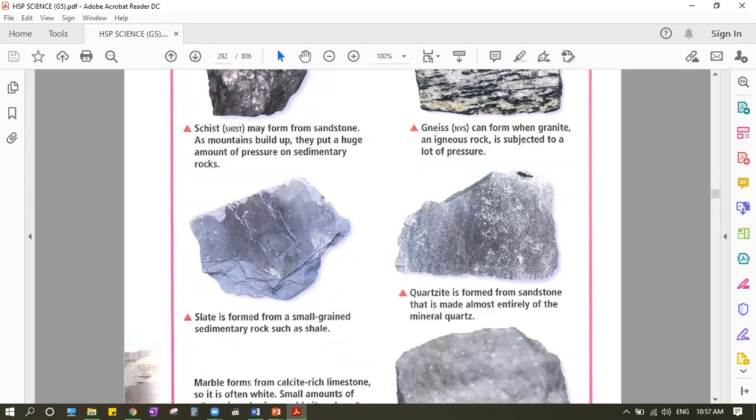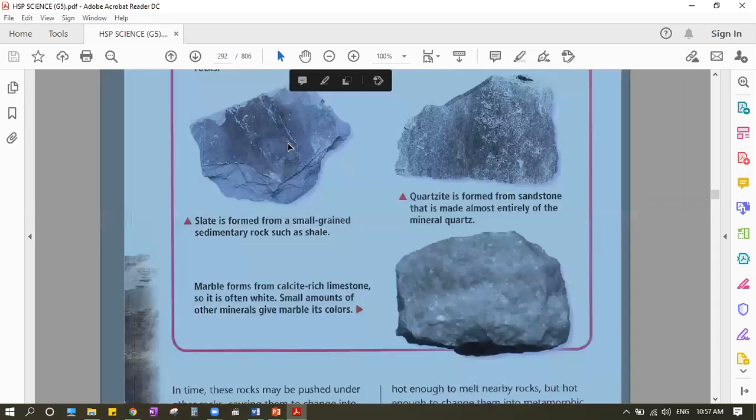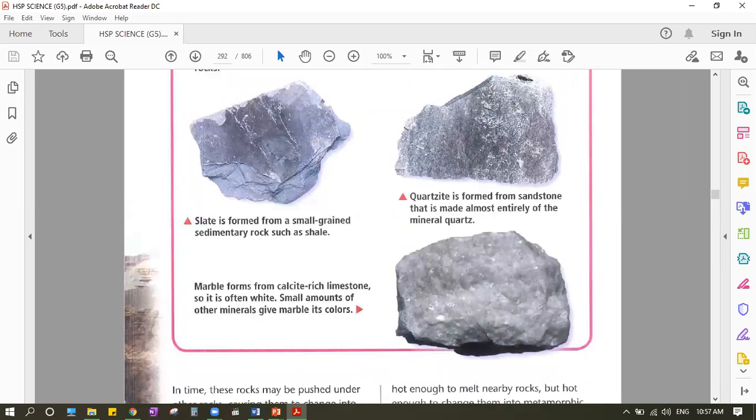We also have metamorphic quartzite or quartz. Quartzite came from quartz, of course. We have slate, the one on the left in here. This one is used to make the roofs of homes because it's hard and it doesn't allow water to move through it.